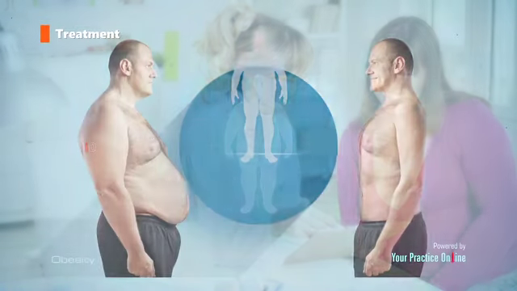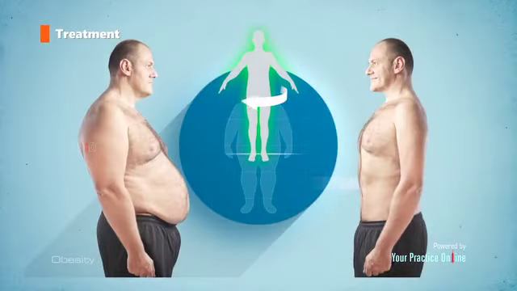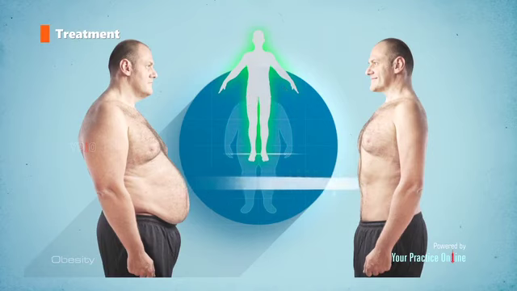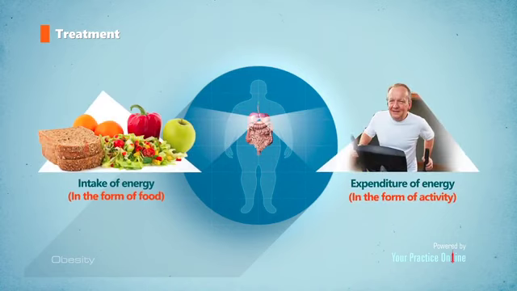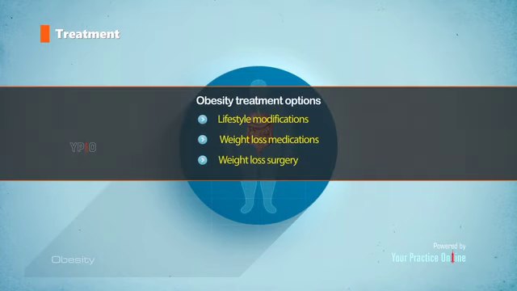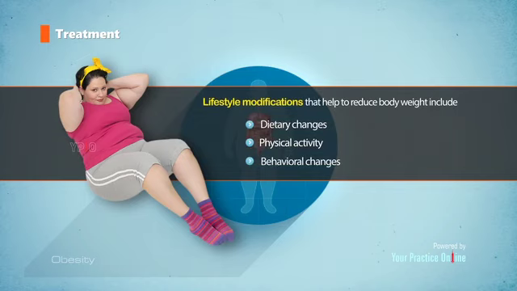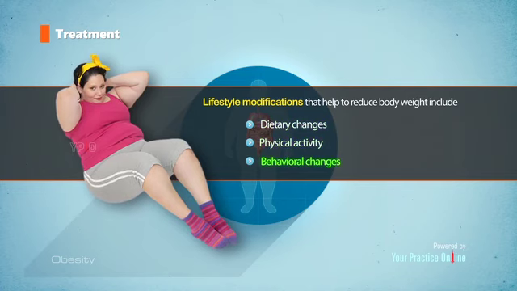Treatment. The goal of treating obesity is to facilitate weight loss and help you achieve a healthy weight. Treatment is centered on balancing the intake of energy in the form of food and the expenditure of this energy in the form of activity. Obesity treatment options include lifestyle modifications, weight loss medications, and weight loss surgery. Lifestyle modifications that help to reduce body weight include dietary changes, physical activity, and behavioral changes.